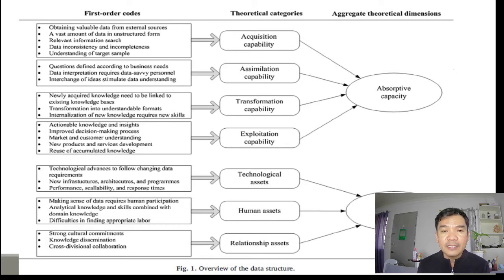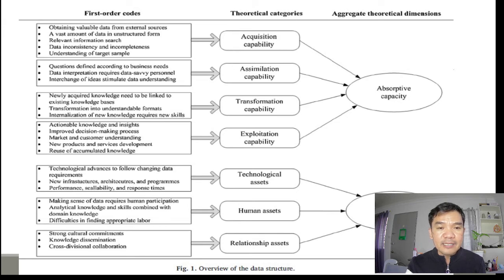So the paper is actually examining these different situations and looking at the theoretical perspective. That means we can correlate that, for instance, for human assets, if you can make more sense of data acquired, if you have more analytical skills combined with knowledge, and if you don't have difficulties in finding appropriate labor, that means you have a better asset that can support more of your BI initiative.